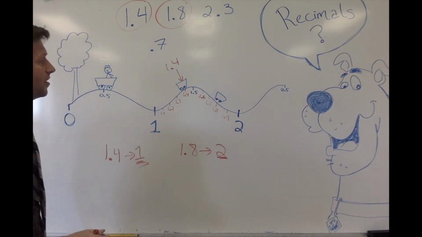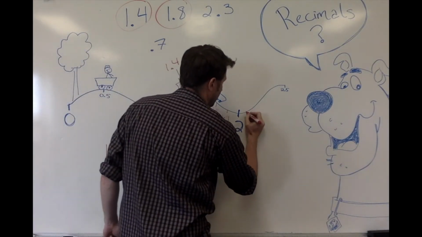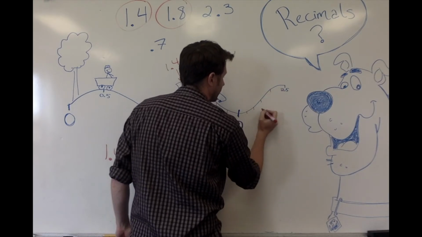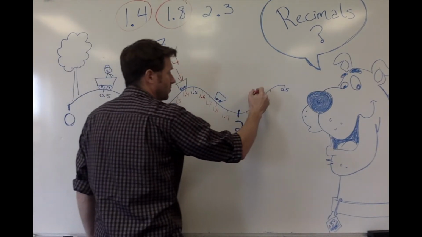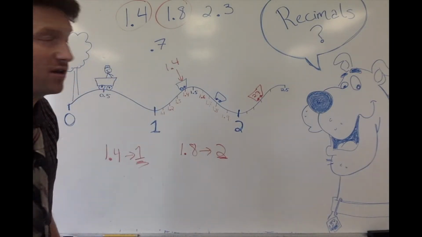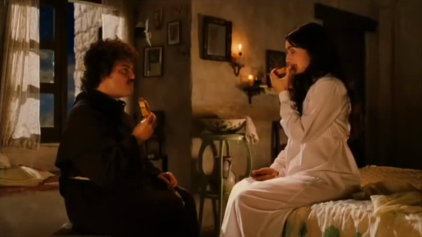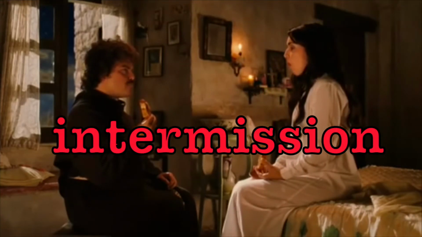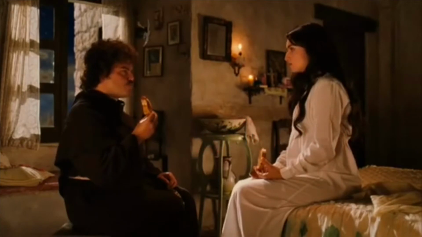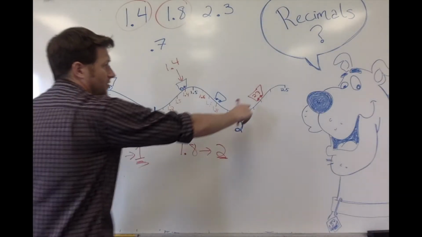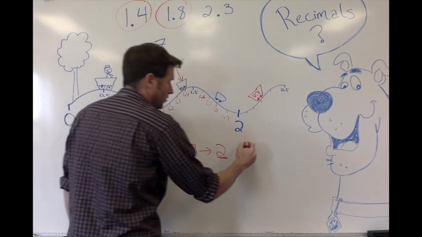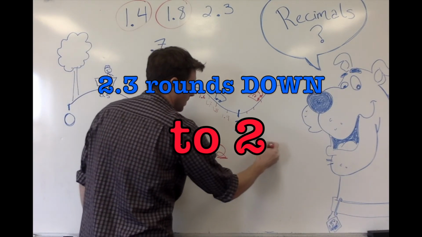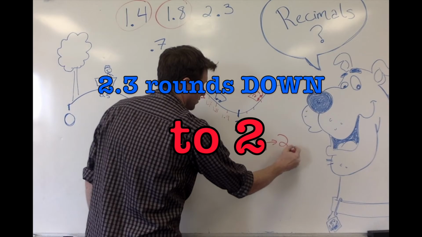Okay, what other numbers do we have? 2 decimal 3. So 2 decimal 3 is 1, 2, 3, 4. So 2 decimal 3 is probably going to be right about here. Where's that going to go if it stops there? That's right, it's going to roll back down to the 2. So 2 decimal 3 goes down to the 2. That's easy!